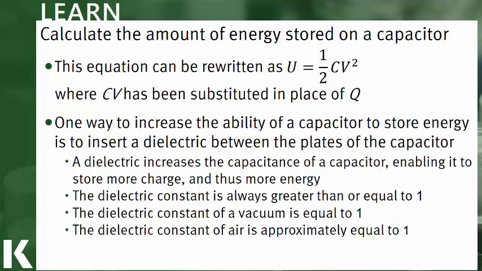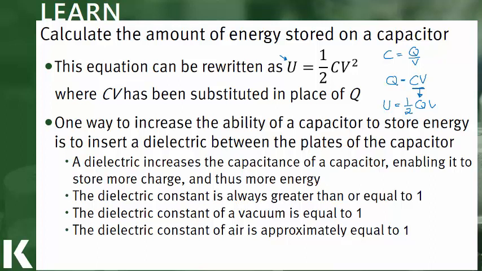So let's think about where this equation came from. Coming back to our formula for capacitance, we know that C is equal to Q over V. And if we solve for Q, we get Q is equal to CV. And this is what we plug in for Q in that original equation, that U equals 1/2 QV. When we plug in Q equals CV, that's what gives us this equation here.